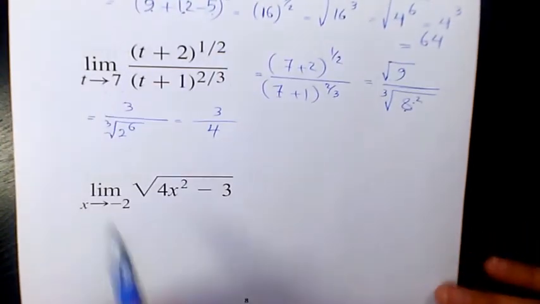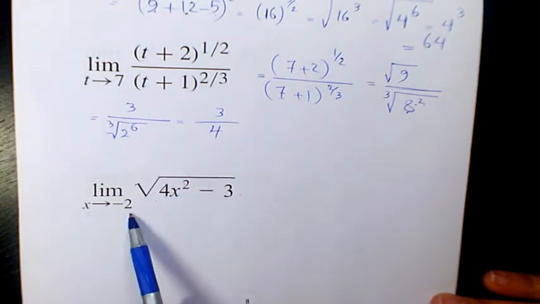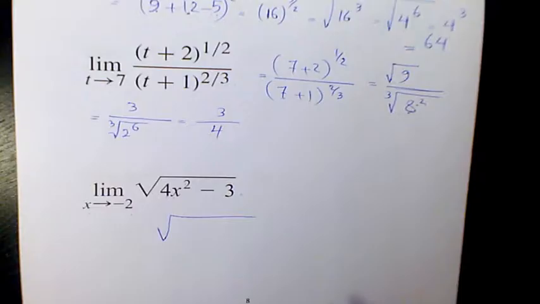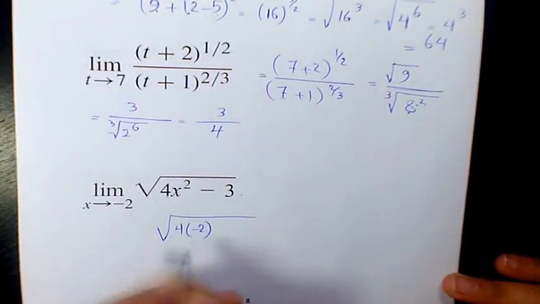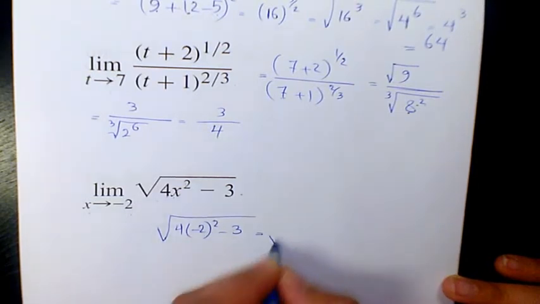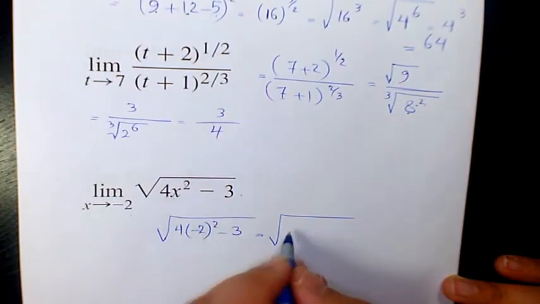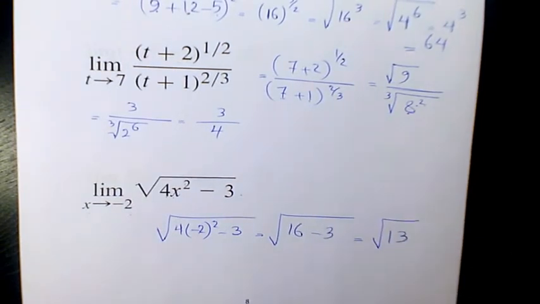Next example. Limit of square root of 4x² minus 3 when x approaches negative 2. So it is going to be 4 times negative 2 to the power of 2 minus 3. So that's going to be 4 times 4, 16, minus 3. It's going to be the square root of 13.